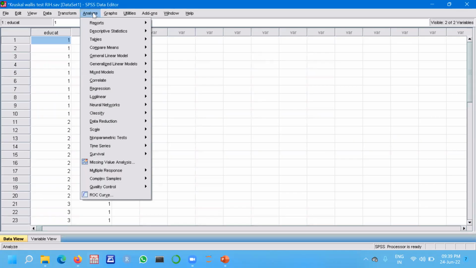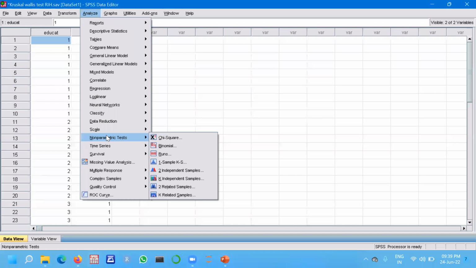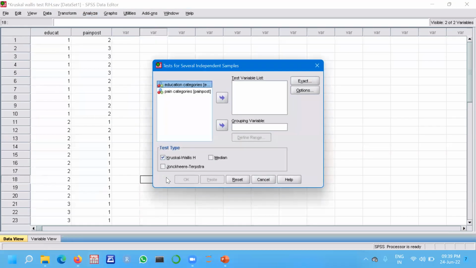Analyze, non-parametric. Listen carefully. We have to go for K independent samples. Okay. So what is a dependent variable here? Test variable here. That is pain category, isn't it? What is a grouping variable? It is education, isn't it?